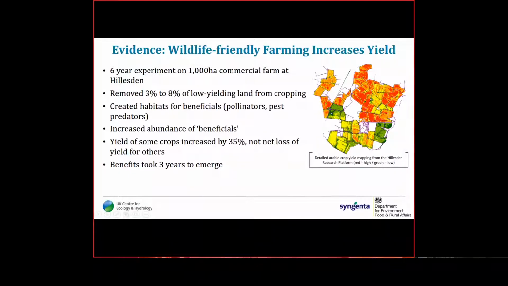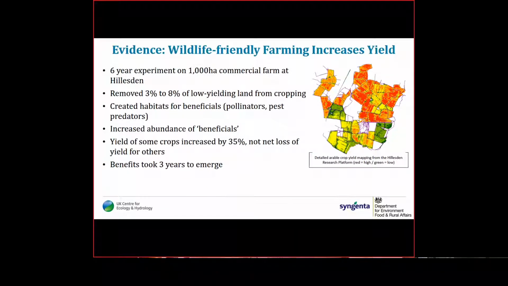And in terms of evidence for this, in the UK a few years ago, we published a paper on the Hillsdon farm platform, a 6-year, very detailed study of a 1,000-hectare commercial farm. This wasn't an experimental farm, this was a commercial farm. We looked at conventional agriculture with standard cross compliance rules where no land was taken out of production, and compared that with 3% of low yielding and awkward land removed and ELS put in, or 8% and essentially an HLS put in.